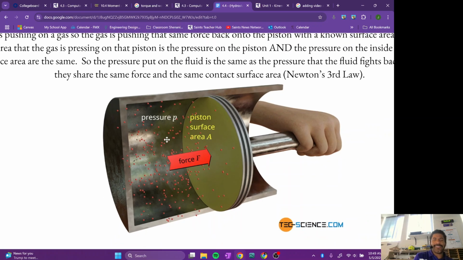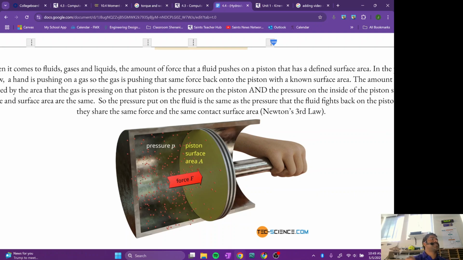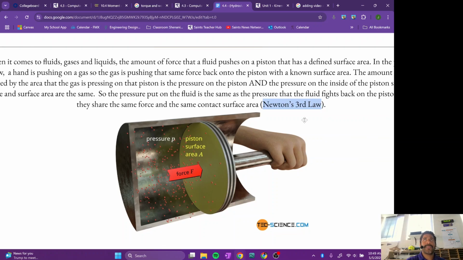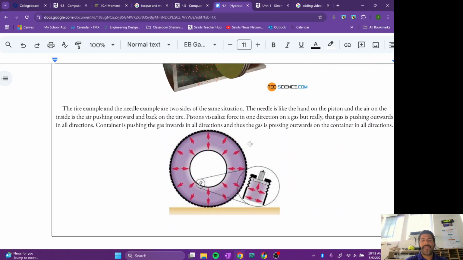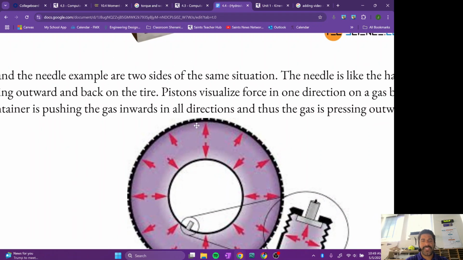This is not good. So essentially what ends up happening is that this piston is going to get hard to push in because the gas on the inside is going to be pressing back outwards with the same amount of pressure, right? So the pressure that you're pressing inwards is going to be the same amount that the gas presses outwards because of Newton's third law, okay, right? And so what you can think of is this being a bunch of tiny little pistons, okay?